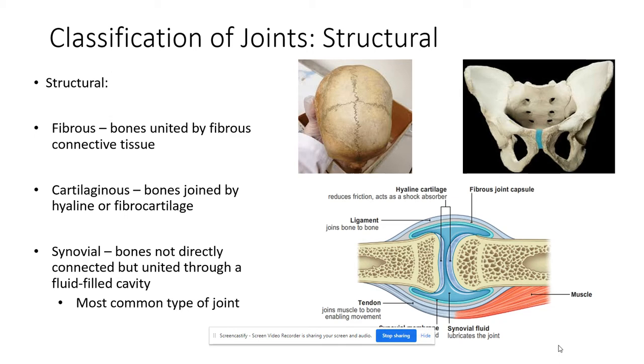So fibrous structural classification are bones that are united by a fibrous connective tissue. Cartilaginous bones are joined by either a hyaline or a fibrocartilage. And then synovial bones are not directly connected, however, but they are united through a fluid-filled cavity. The majority of the joints that we will be looking at will have a joint synovial cavity. This is the most common type of joints that we will find.